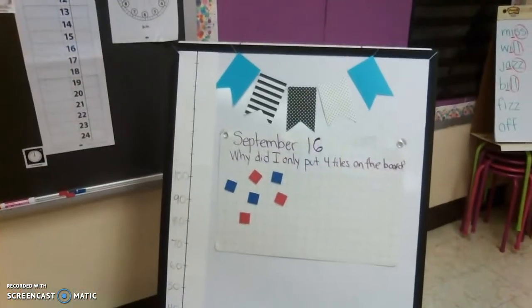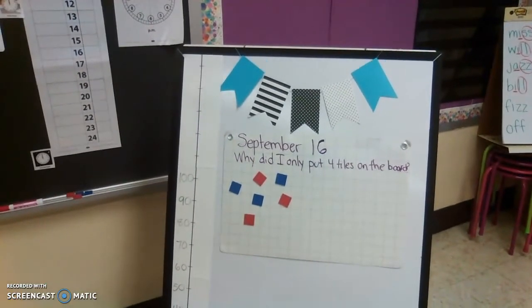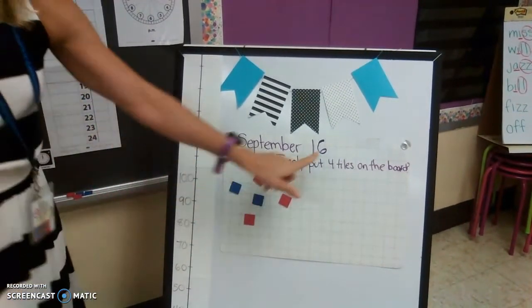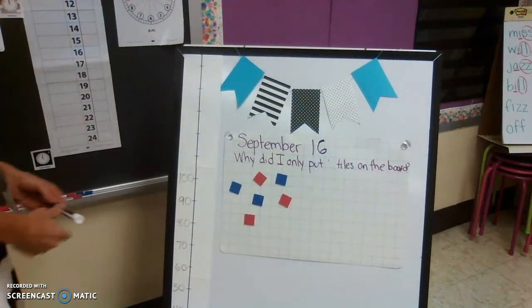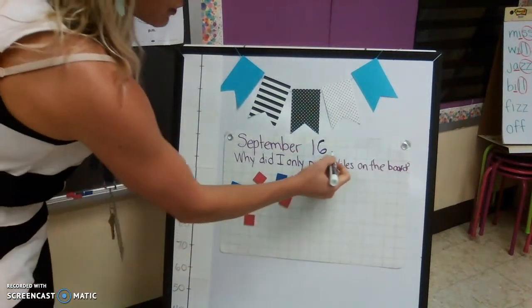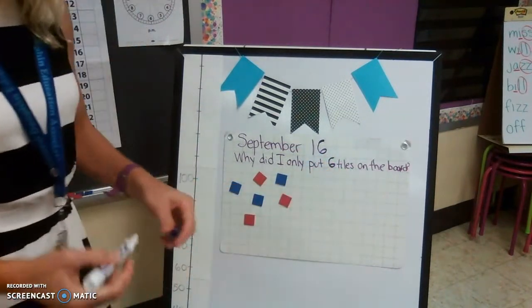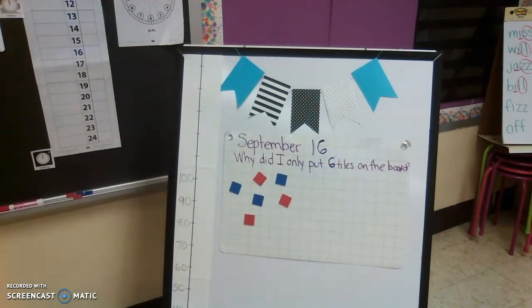Let's just look at odds and evens. Now, today is September 16th, but you'll notice, oops, not 4, I only put 6 tiles on the board. Can you think about why I would only put 6 tiles when I'm trying to decide if it's odd or even? Think about that.